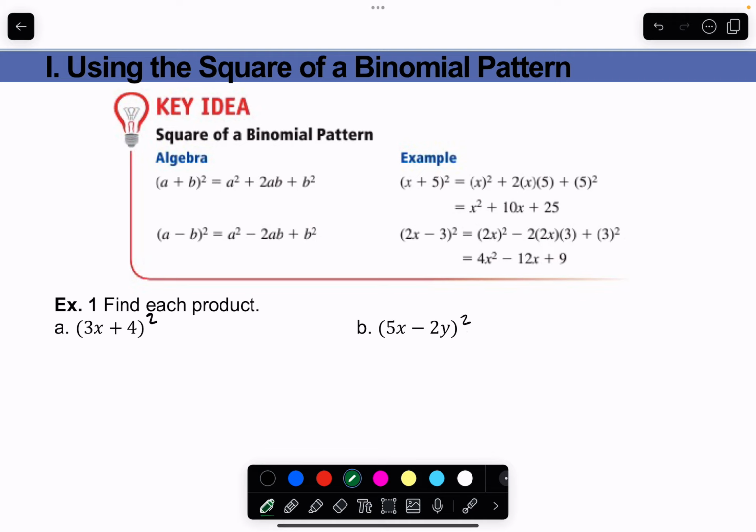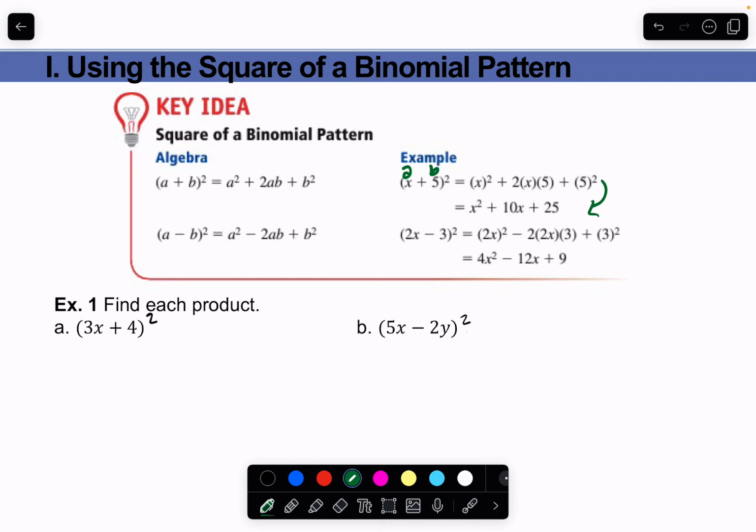And then we've got this little example that you can follow along. So here's a, and our 5 is b. A squared, x squared, plus 2 times a, which is x, times b, which is 5, plus b squared, so 5 squared. And just simplify that, and that will be equal to x squared plus 10x plus 25.